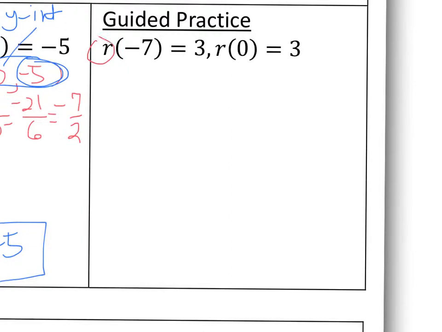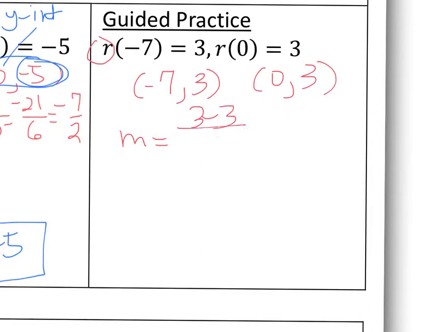Okay, pay attention. It's r now. They're using r to represent the function. Negative 7, 3, and 0, 3 are your points. The slope will be 3 minus 3, 0. So the slope is 0. Now again, slope-intercept form. Get into the habit of using this.